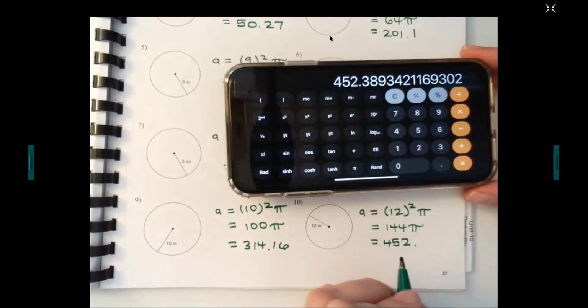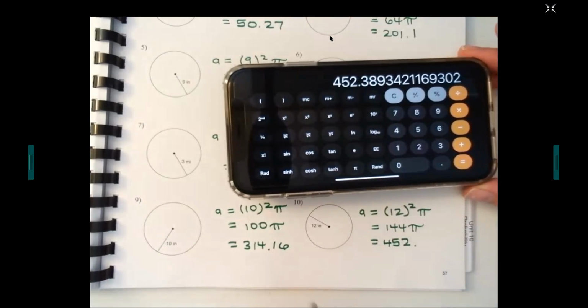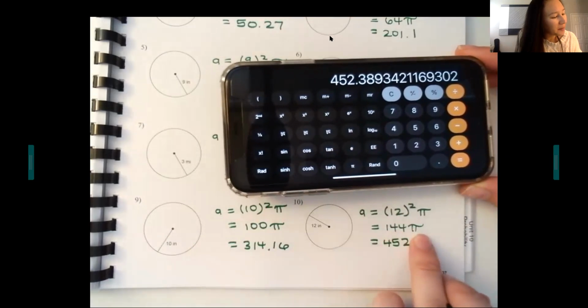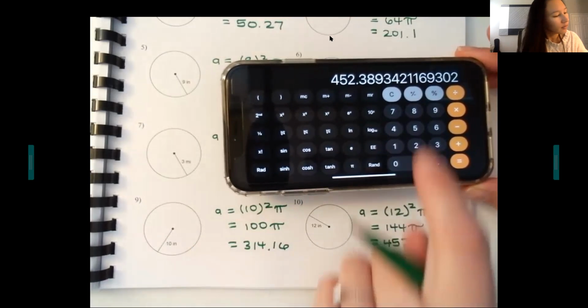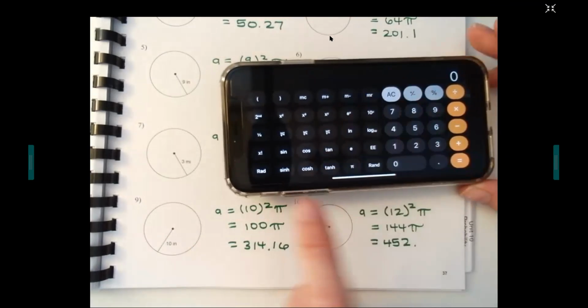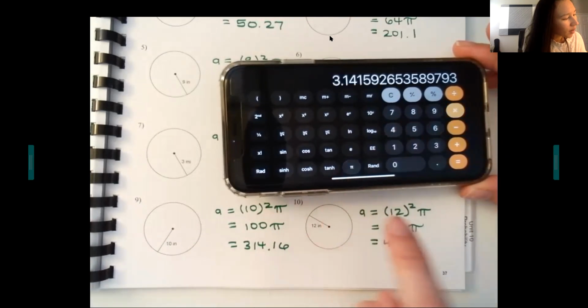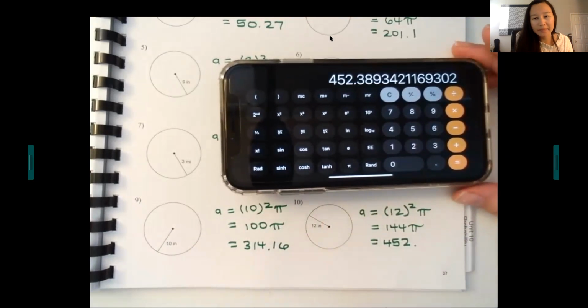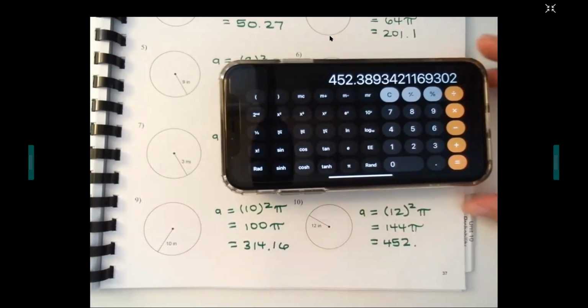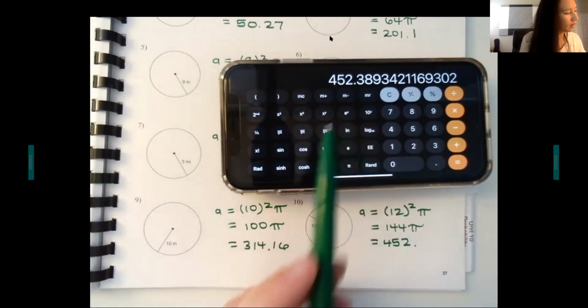Wait, how'd you get 452 though? If you do 144 times pi, that didn't come up for me. You got something different? Let's see, maybe I typed it in wrong. 144 and then times pi. Getting 452. Okay, there we go. Never mind. I think my phone was just acting up then. Okay, no problem.